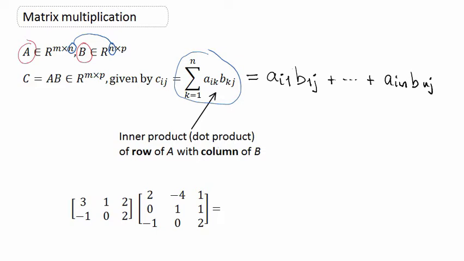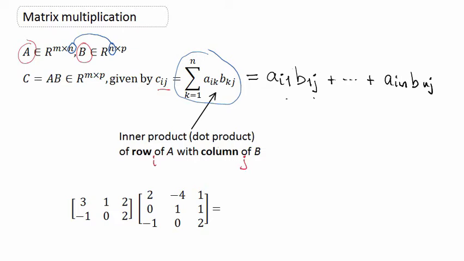Now that term, that sum that we have here, is actually what we call an inner product of vectors, or you might know it as the dot product from vector calculus. You just take the corresponding numbers from the vectors, multiply them together, and add up all the results. So the ij entry of the product is the inner product of row I of A with column J of B.